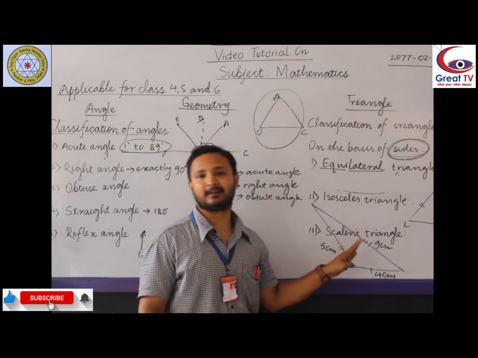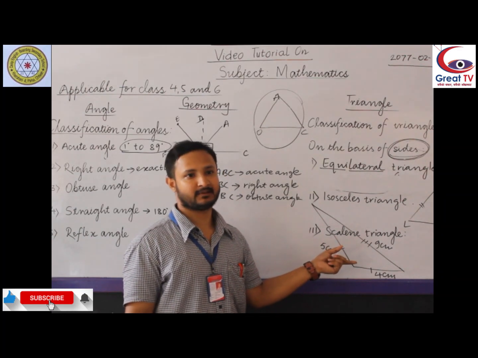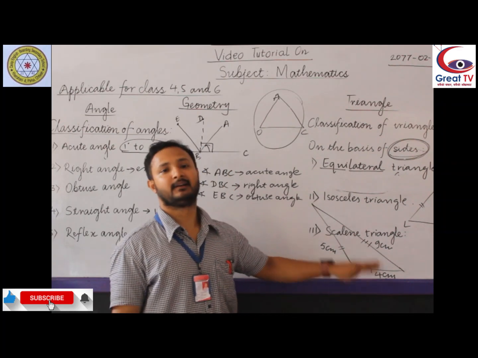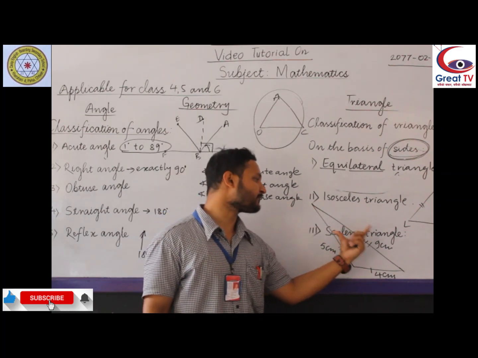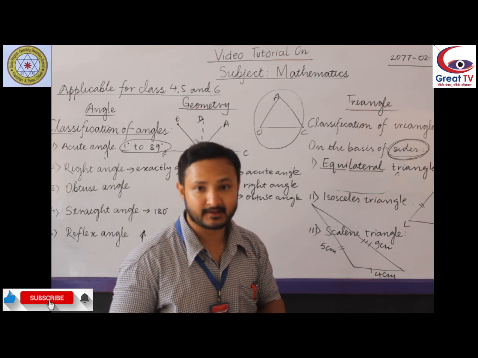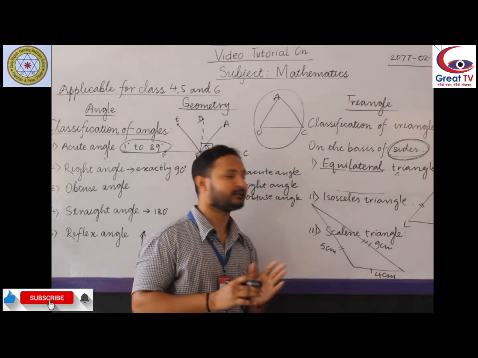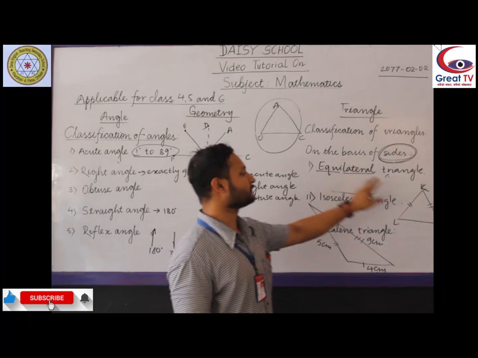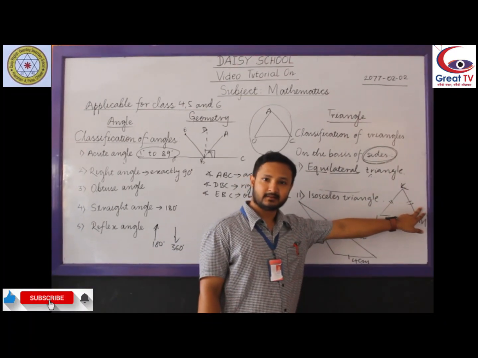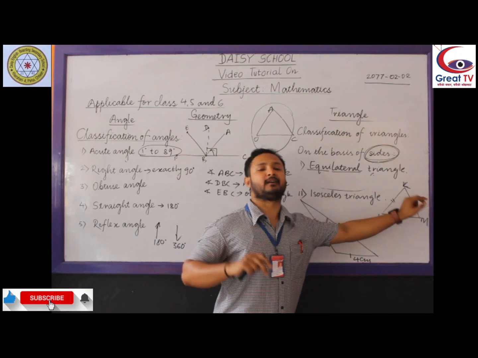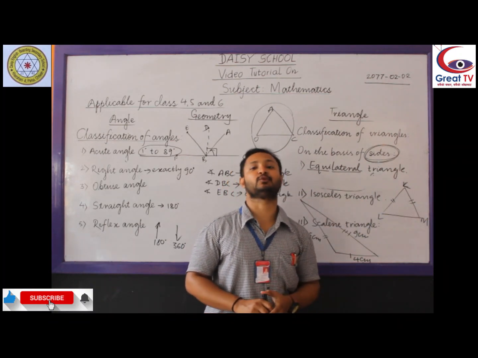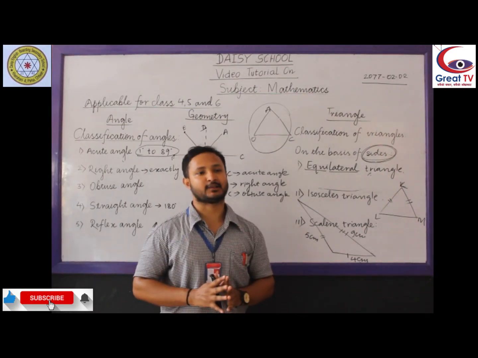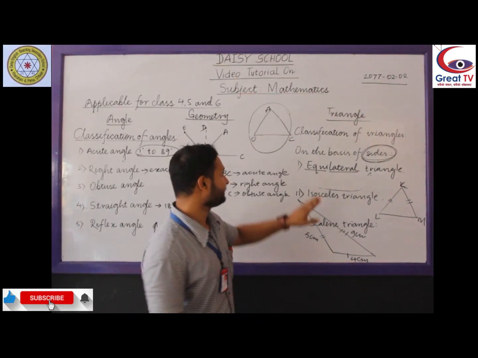Similarly, no angles are equal. All the angles are different. If you measure the angles of a scalene triangle, we can find all the angles are different in measurement. In an isosceles triangle, two sides are equal. Similarly, two angles are also equal, and those two angles are known as base angles. Base angles of isosceles triangles are equal.